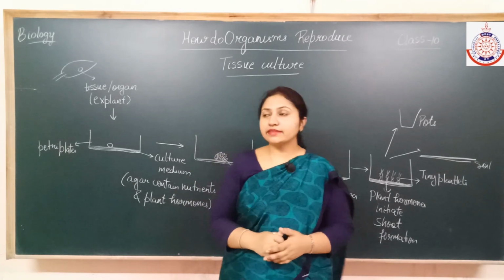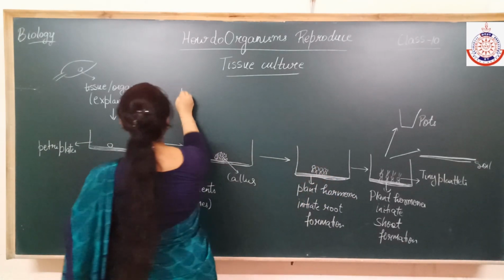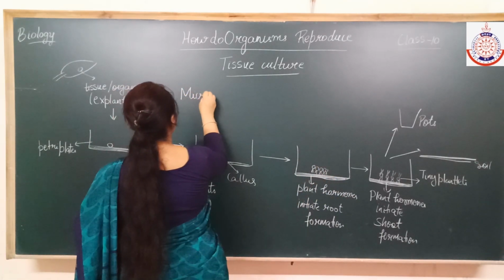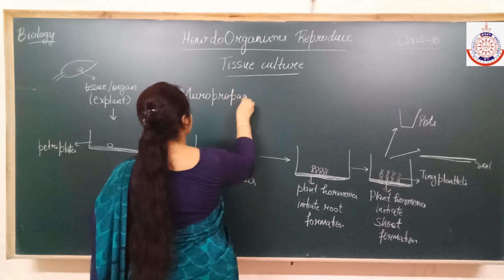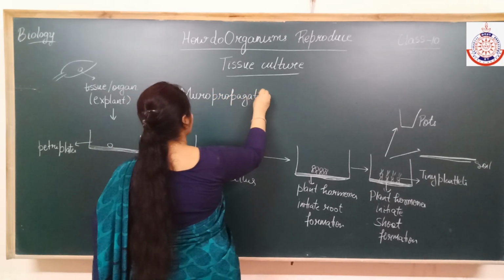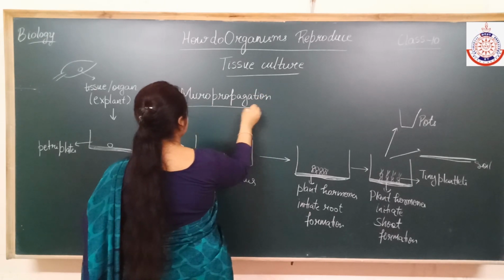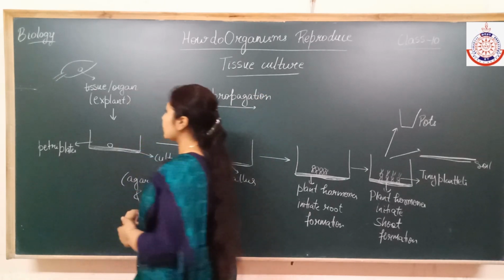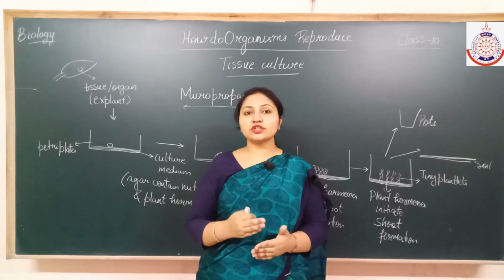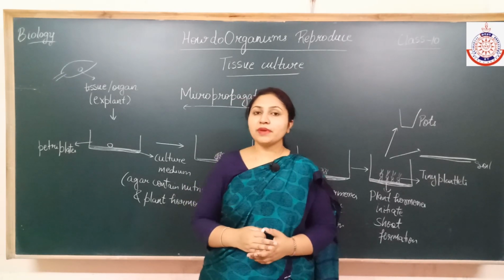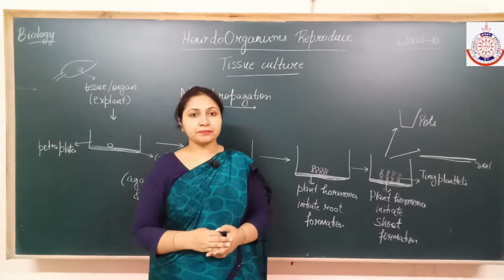So in this manner, thousands of plants can be generated from a small portion of the explant, and that's why it is also known as micropropagation. And that's why this is known as tissue culture, because the plants are generated from the tissues or organs.